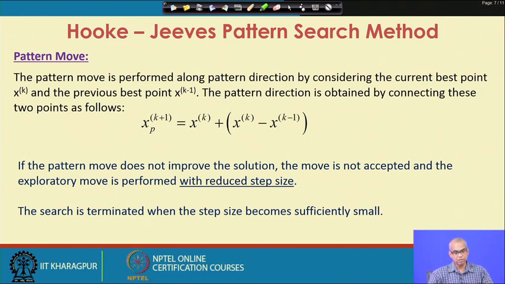The search is terminated when the step size becomes sufficiently small. Step size will go on decreasing because whenever the pattern move does not lead to improvement of the objective function, we will perform the exploratory move with reduced step size. So, the stopping criterion is that the search method is terminated when the step size becomes sufficiently small. This sufficiently small value we must specify, maybe 10 to the power minus 4.